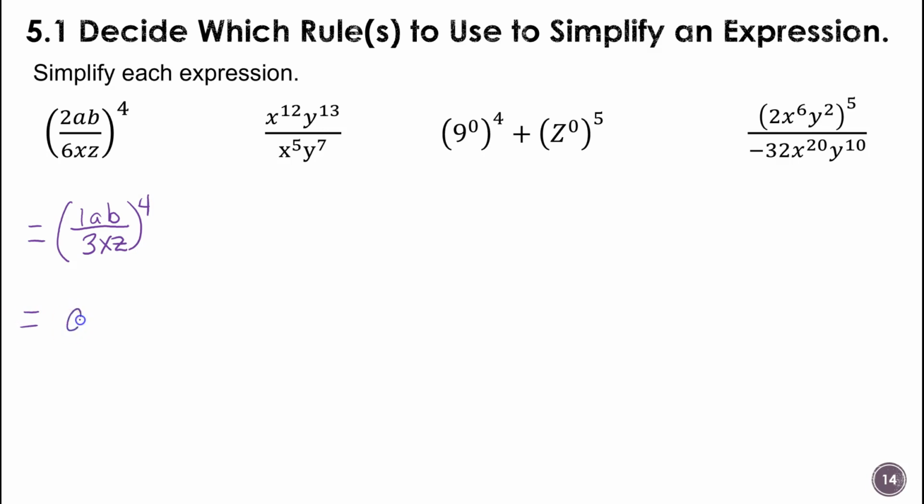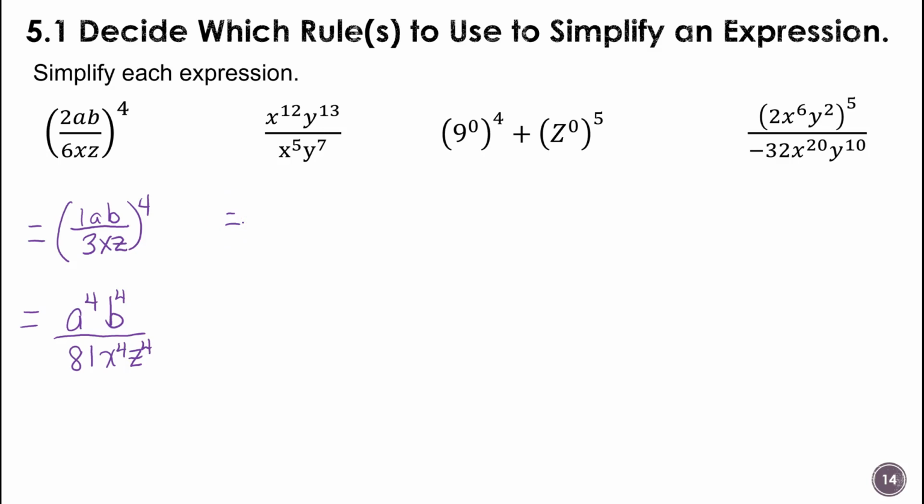All right, so we have a to the 4th, b to the 4th. It's okay to simplify inside first. In this case, it was just better to do that, so we don't have to work with big numbers. 3 to the 4th power is 81. Then that's x to the 4th, z to the 4th. And we're finished with that one. We can't simplify anything else.